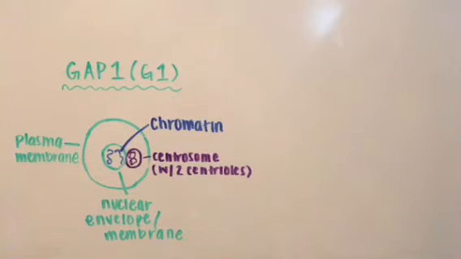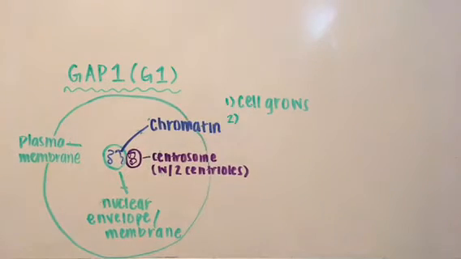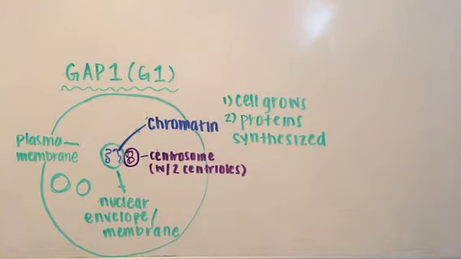During the G1 stage, a cell grows as it normally would, whether or not it is undergoing cell division. The cell grows in size, proteins are synthesized, and organelles, such as the mitochondria, replicate.